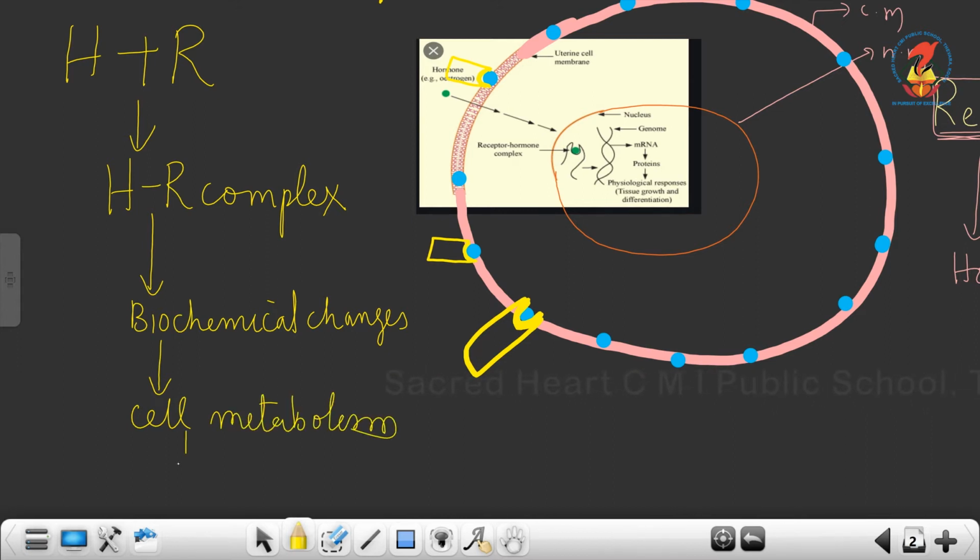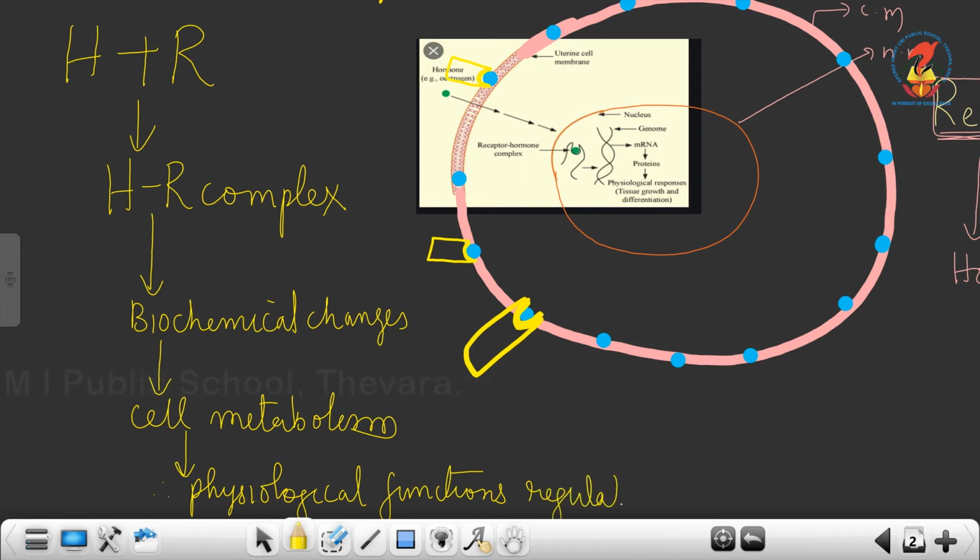And therefore, the physiological functions of the cells are regulated. So remember this flow chart. The hormone, whether it is going to bind with the receptor on the membrane or the receptor inside the cell, whatever it is, it binds with the receptor.